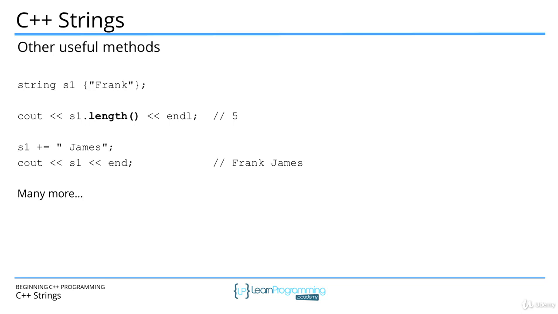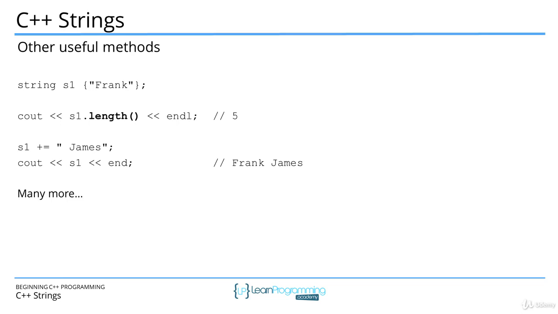The operator I wanted to cover is the compound concatenation assignment operator. In this case, S1 is Frank, and I can say S1 += James. And James will be concatenated to Frank, and the entire result string will be assigned back to S1. This is really handy and works very much the same way that the compound assignment operators worked with integers and doubles and so forth. There are also many more methods in the C++ string class for you to discover as you study C++. Okay, there's one more thing I'd like to talk about before we end this video.